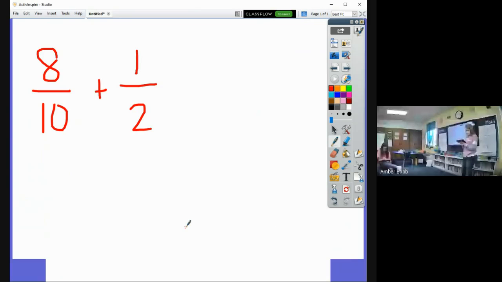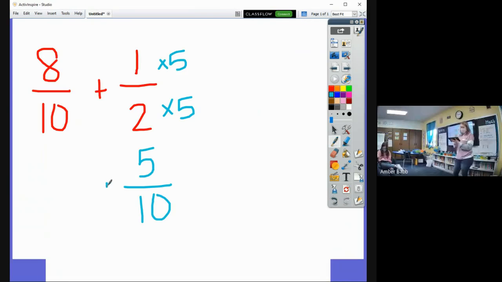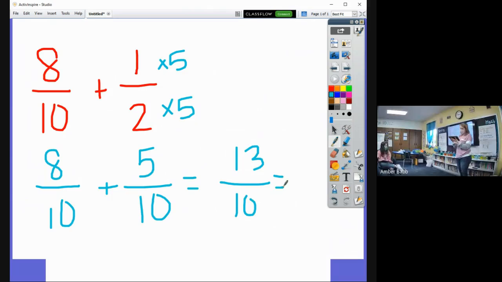All right, so if I do, I don't know what color I just picked. Sean says let's multiply by 5. So whatever I do to the bottom, I've got to do to the top. So then that would give me 5, and 2 times 5 is 10. Okay, and this one already has a 10 on the bottom, so I don't need to do anything to this one. 8 plus 5 is 13. It'll be over 10, but I can reduce that. How many times does 10 go into 13? 1, which is a 10, and 13 minus 10 is 3. Put it on my original denominator.